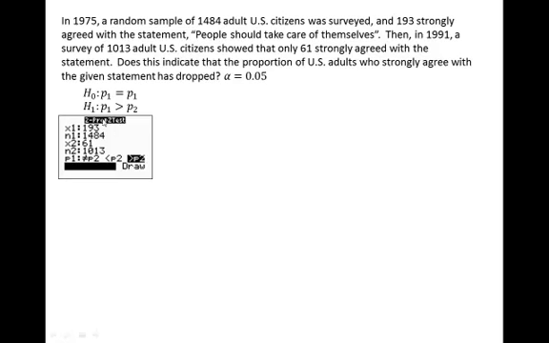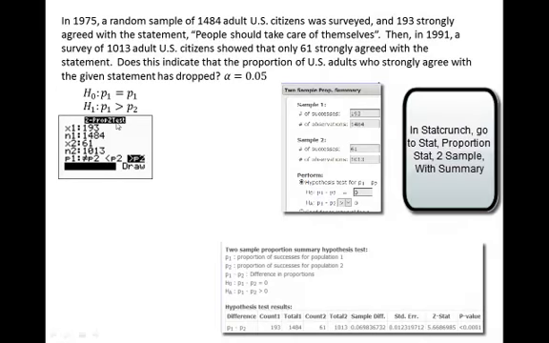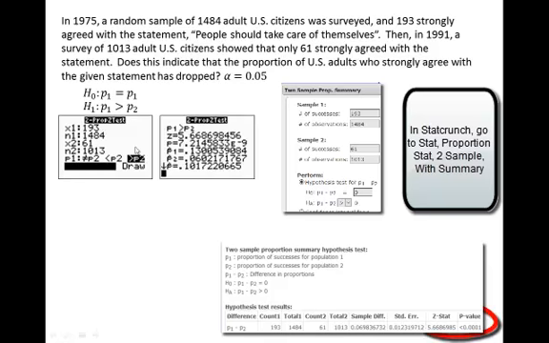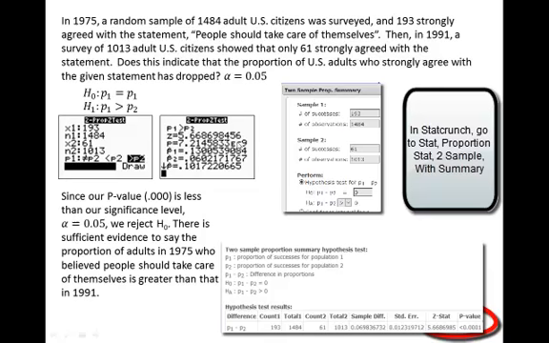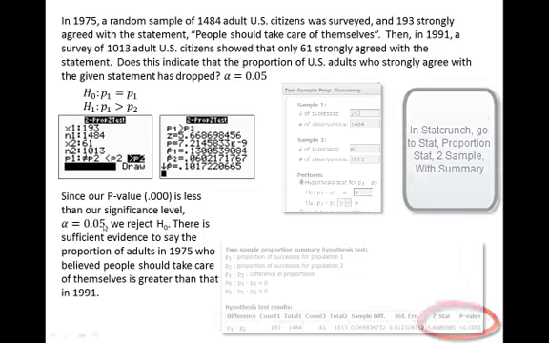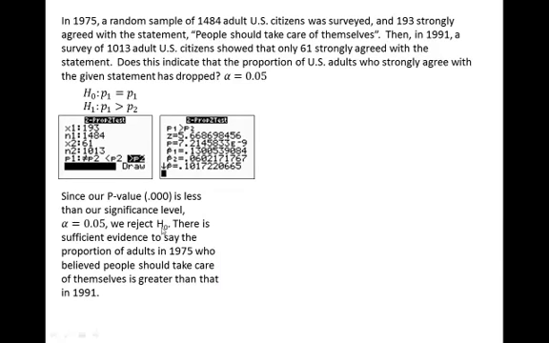So p-value approach, we use 2-prop-z test. Enter in our first sample and our second sample. Right tail test. Here is our p-value. Remember, E is scientific notation. So this is 7.21 times 10 to the negative 9th power, which is essentially 0. So since our p-value is less than alpha, we reject the null hypothesis. There is sufficient evidence to say that the proportion of adults in 1975 who believe people should take care of themselves is greater than that in 1991.